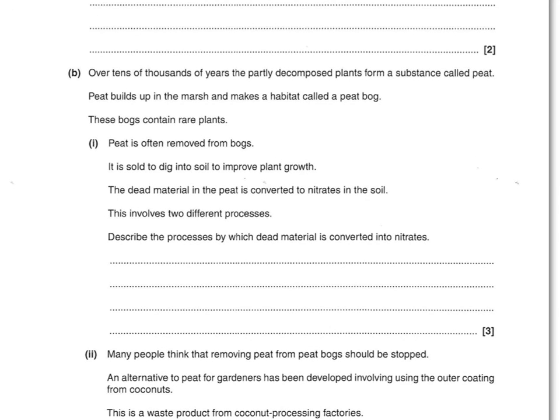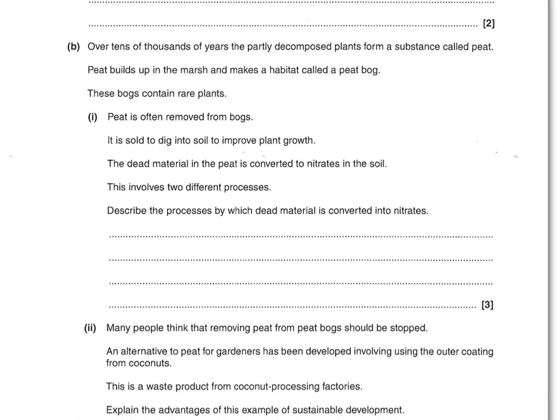Peat builds up in the marsh and makes a habitat called a peat bog. These bogs contain rare plants. Peat is often removed from bogs. It is sold to dig into soil to improve plant growth. The dead material in the peat is converted into nitrates in the soil. This involves 2 different processes. Describe the processes by which dead material is converted into nitrates.